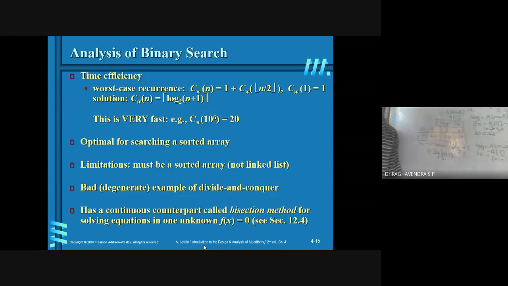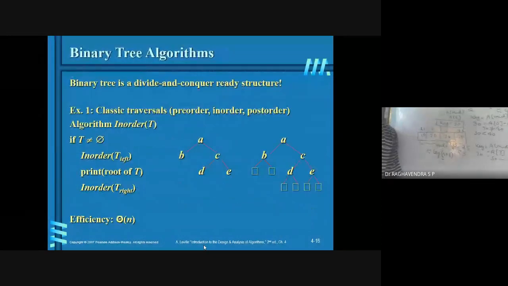And some of the other examples for divide and conquer are storage of optimal storage on tapes or sorted arrays. So these are some of the examples of divide and conquer. Next, we shall go to the binary tree traversals.